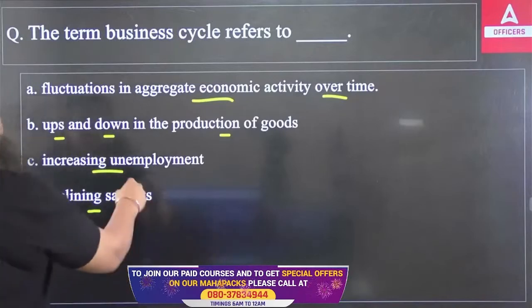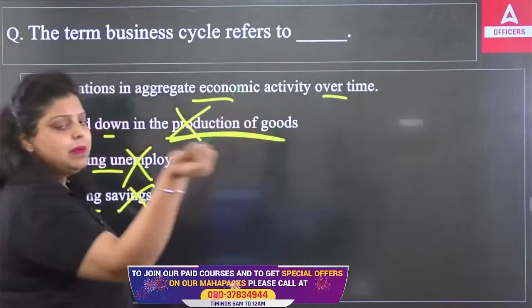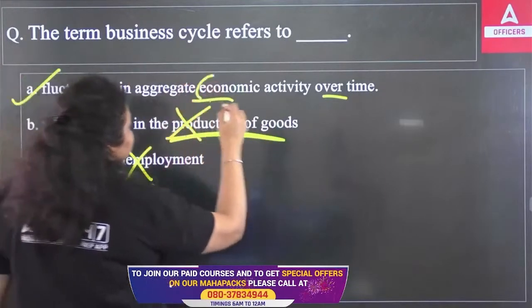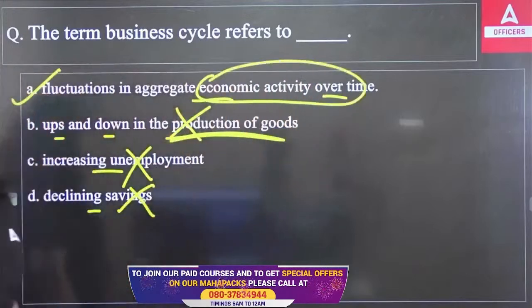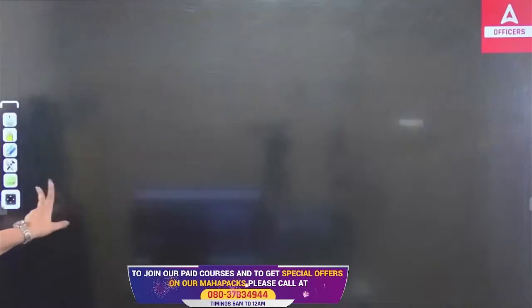So it's very obvious: declining savings, increasing unemployment, ups and downs in the production. That would be a production life cycle, a product life cycle. So the right answer will be fluctuations in aggregate economic activity over time. That is your business cycle. Okay, so the right answer will be A.